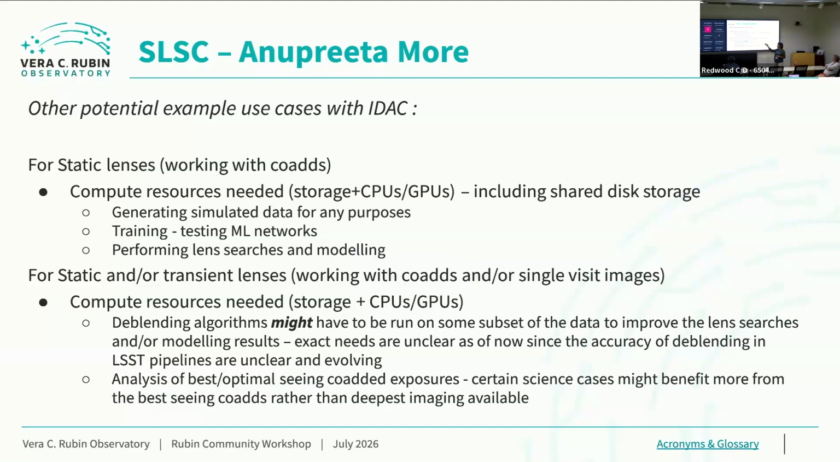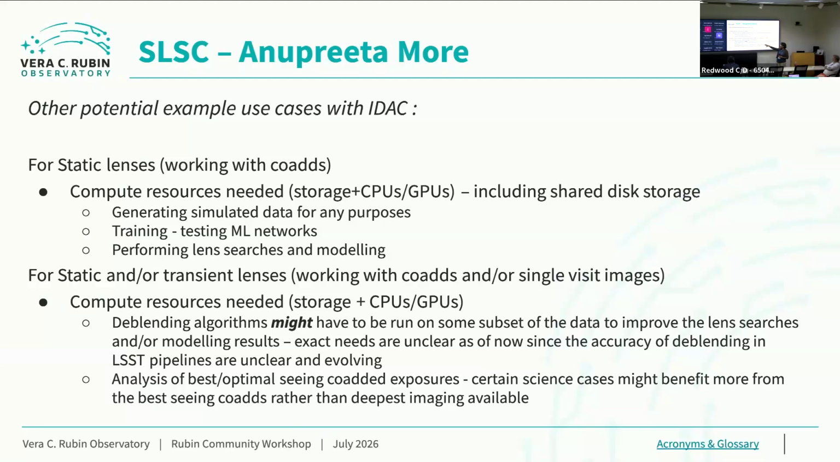So if there is sufficient demand for this, then we could have resources set up on the IDAC where people could actually train and test their networks. They can directly perform their lens searches and also lens modeling. The same resource could also be used for generating simulated data, again, either for lens searches or for any other analysis. So that's one category.